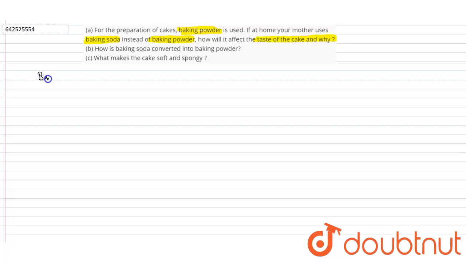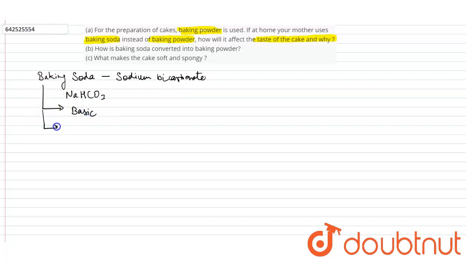Baking soda is also known as sodium bicarbonate, and its formula is NaHCO3. Now baking soda is basic. It is basic, so this is the reason it is bitter.